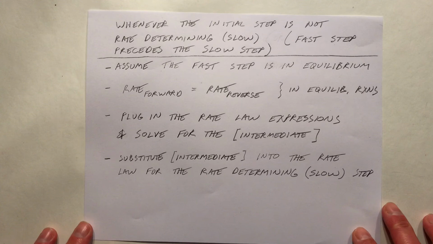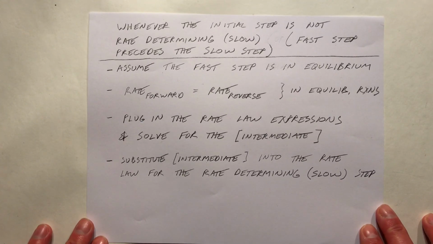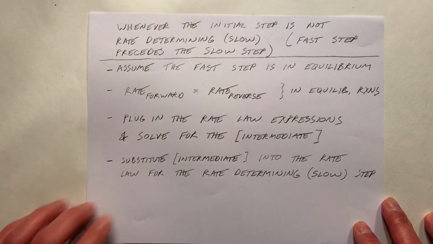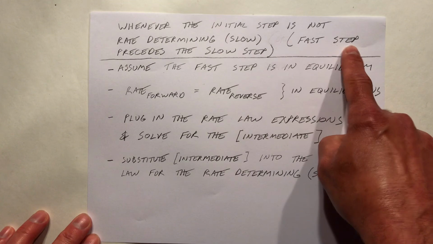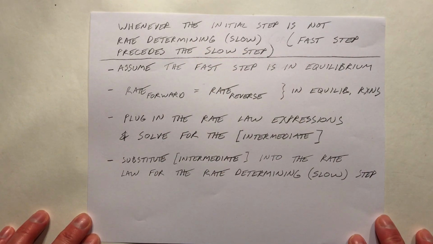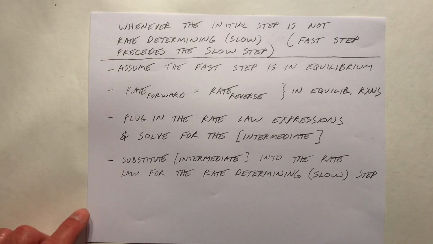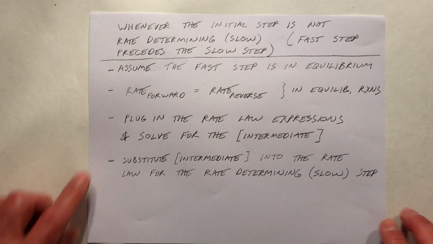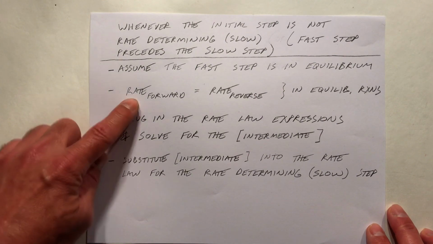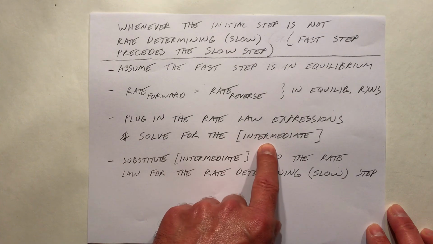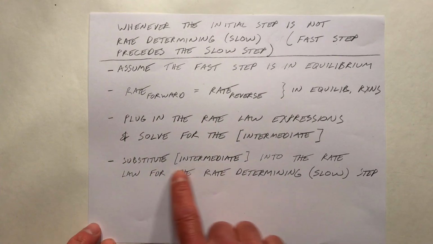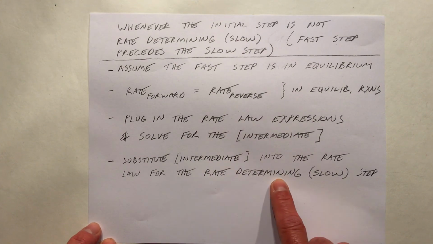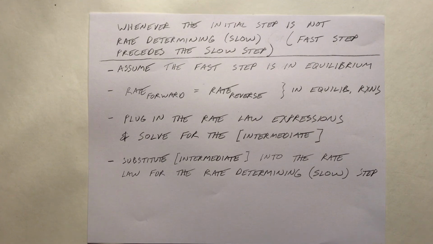So we can say that whenever the initial step is not the rate determining step, whenever the initial step is not the slow step, in other words, when the fast step precedes a slow step, assume that the fast step is in equilibrium. Remember that whenever you have an equilibrium reaction, the rate of the forward process equals the rate of the reverse process. And then we can plug in the rate law expressions for the forward and reverse processes and solve for the concentration of the intermediate. Then we substitute the intermediate concentration into the rate law for the rate determining slow step process. And if it's equal to the experimentally determined rate law for the overall reaction, then we have a valid mechanism.